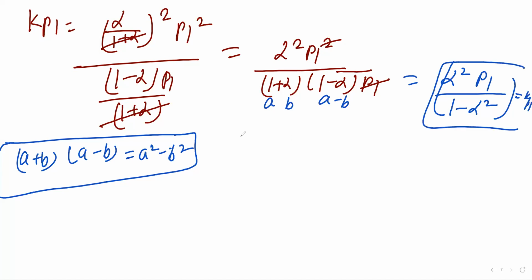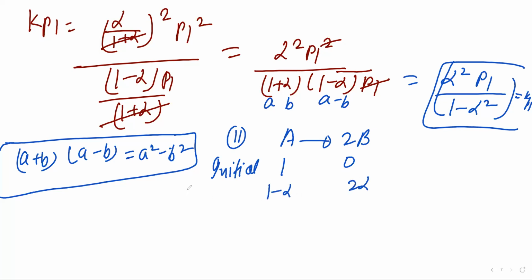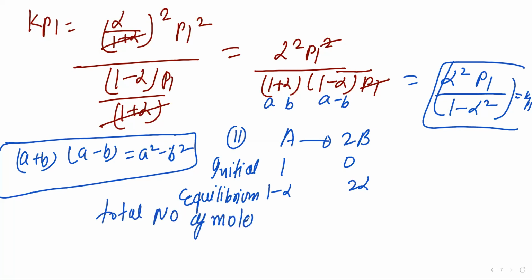Now see for the next equation, when A dissociates into 2B. Initial value of A is 1 and B is 0. At equilibrium, A will be 1 minus alpha and B will be 2 alpha. So calculate the total number of moles, which is 1 minus alpha plus 2 alpha. We have to add these two values of A and B, so it will be 1 plus alpha, right?